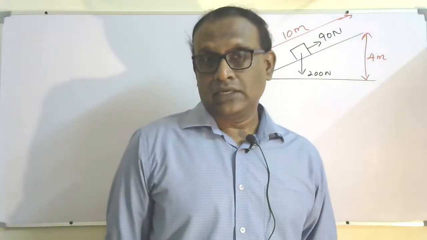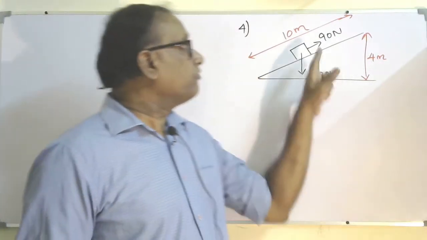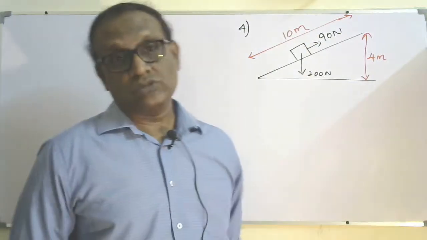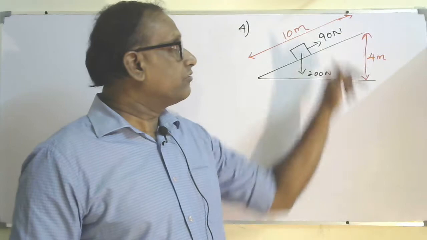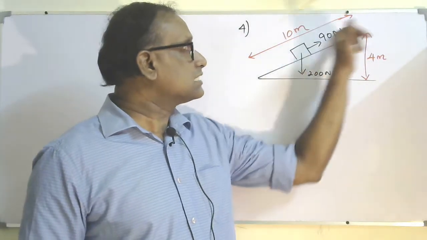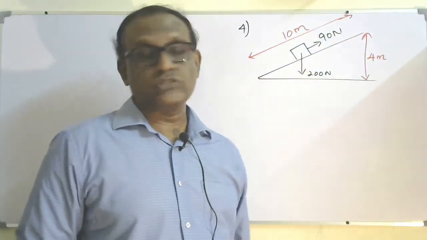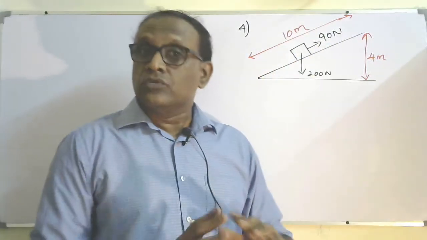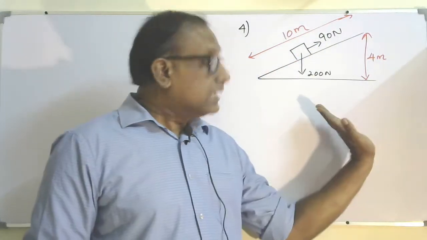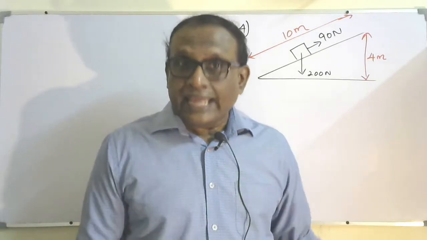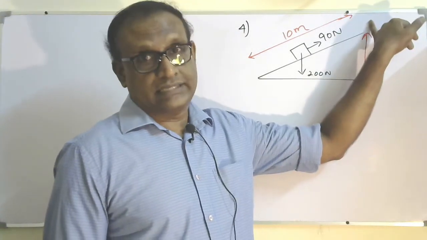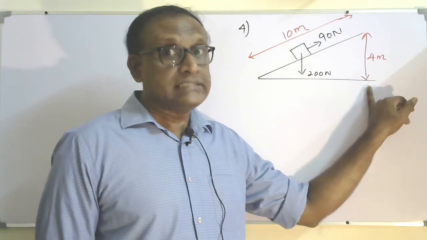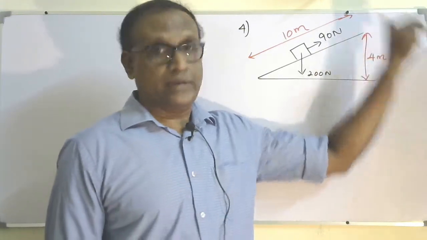So he is doing work. So when he does work of 90 into 10, that's the work done by the person. That's the input work, right? So when he does a work of force into distance moved along the direction of force, that is 90 into 10. When he does that work, the gain in gravitational potential energy is due to the 4 meters.